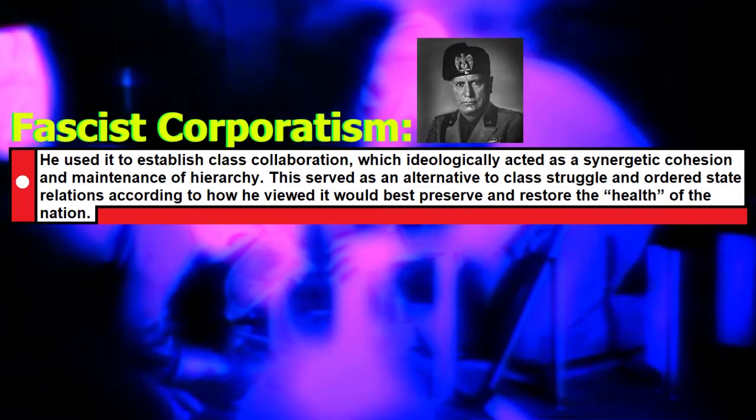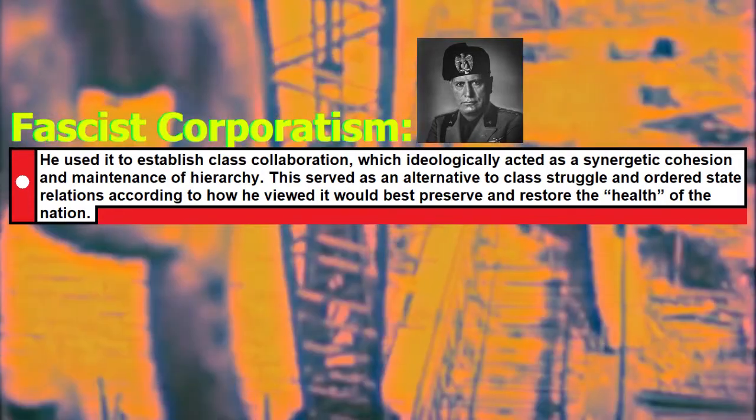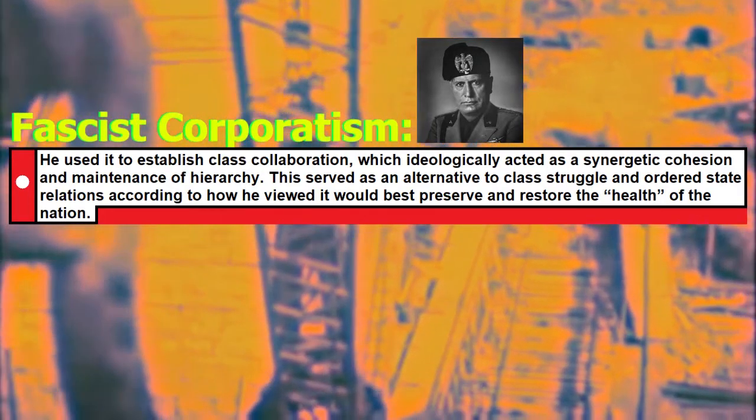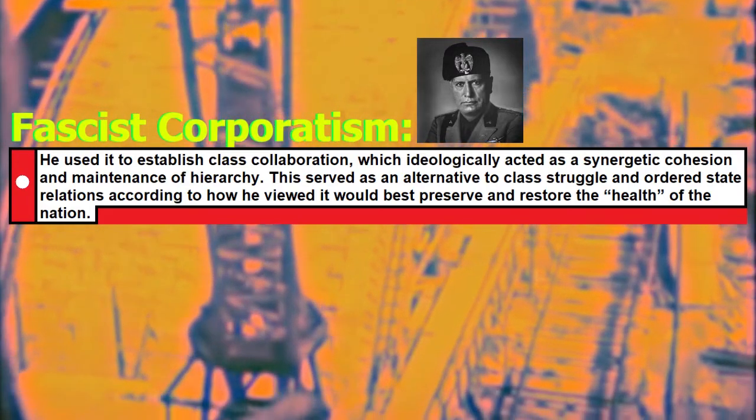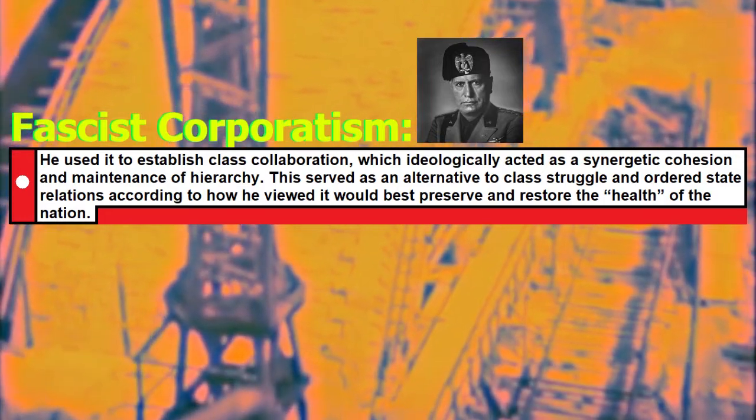During the interwar period, there were many variations of corporatist economics developed and used under authoritarian regimes. The fascist variant, which was seen as being founded by Benito Mussolini, he used it to establish class collaboration, which ideologically acted as a synergetic cohesion and maintenance of hierarchy. This served as an alternate to class struggle and ordered state relations according to how he viewed it would best preserve and restore the health of the nation.